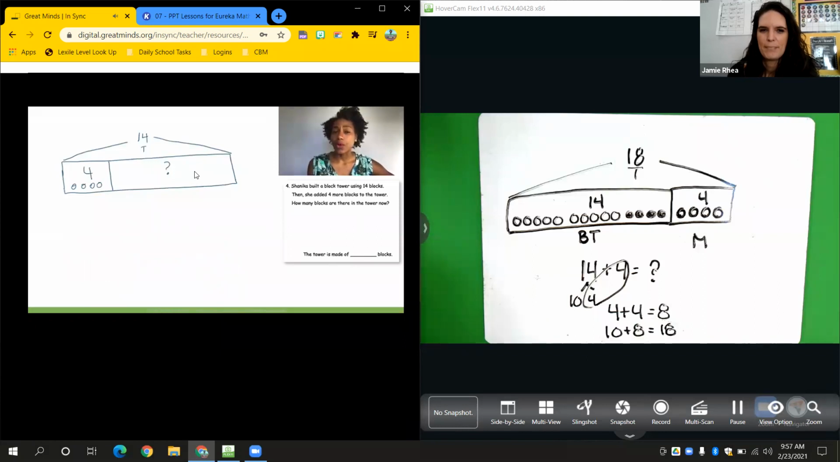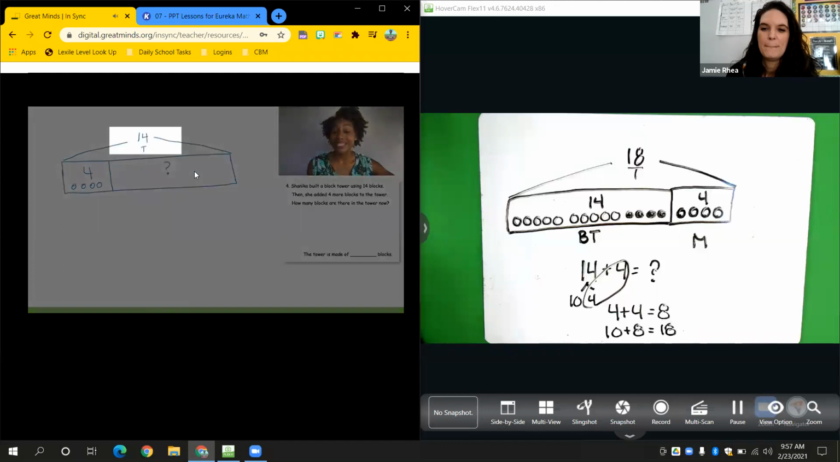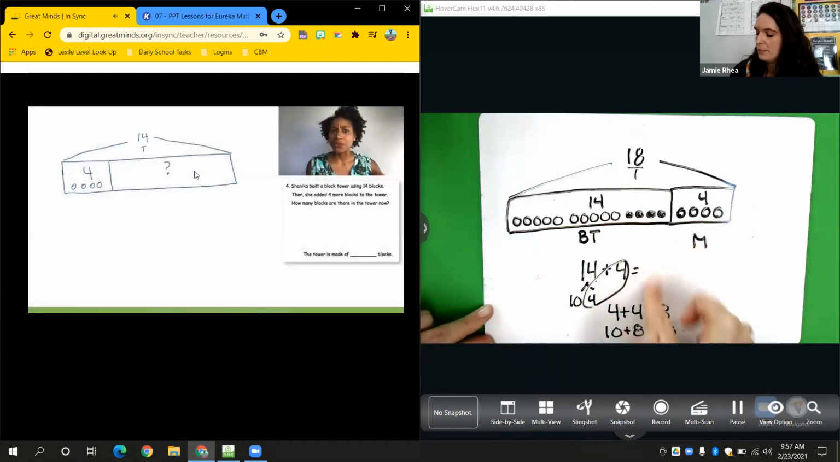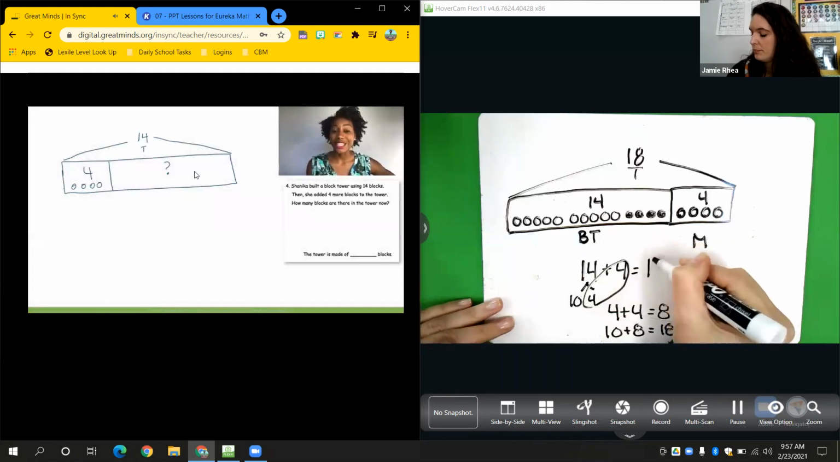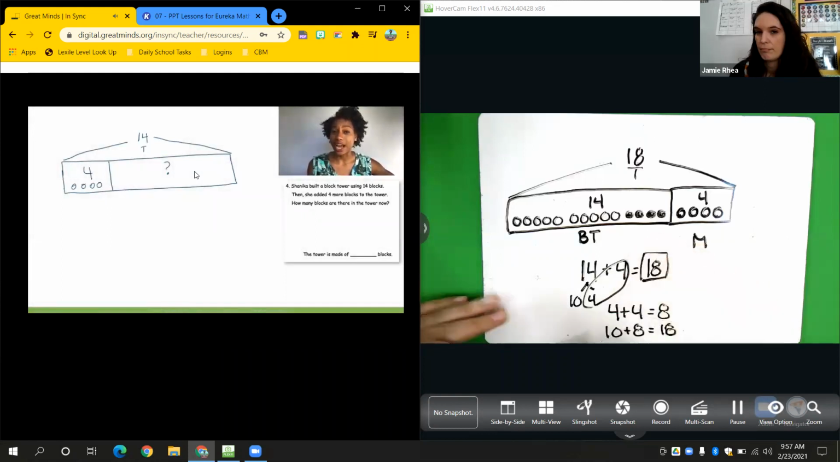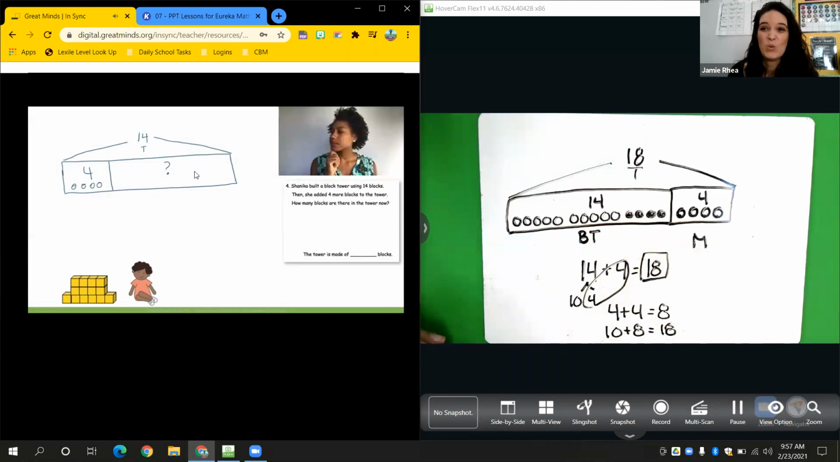The first line of our word problem says, Shanika built a block tower using 14 blocks. Can you find the 14 in this student's drawing? She had it in the total, didn't she? It's right there. This student wrote 14 as the total. Let's keep reading to see if 14 was the total. Then she added 4 more blocks to the tower. Let's imagine this. If I'm building a tower and I have 14 blocks and then add more to the tower, is 14 my total? Nope, it's a part.